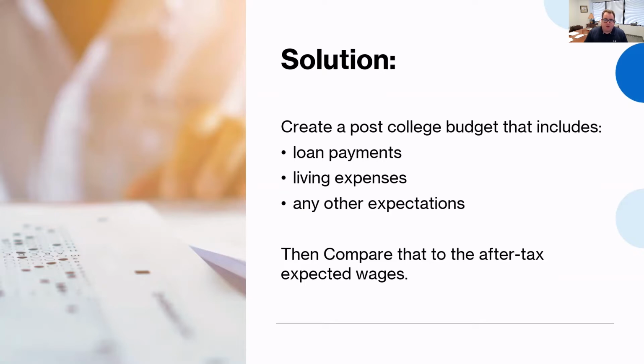So the post-college budget is going to include the loan payments, the living expenses, any other expectations you have on what life's going to be like when you walk away with that 4-year degree or whatever degree you're pursuing. And then compare that to a realistic expectation of the after-tax expected wages. I say after tax because Financial Consulate has employed over the years a good number of just out of college graduates. And I think many people would be surprised how many college graduates come out, are told a certain salary or compensation, and don't realize how many things are going to come out of that.